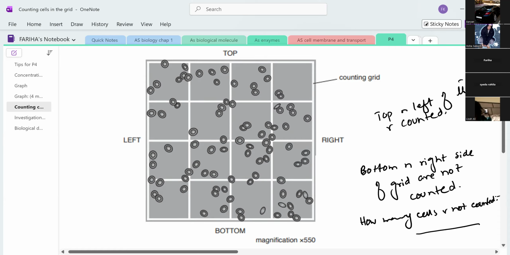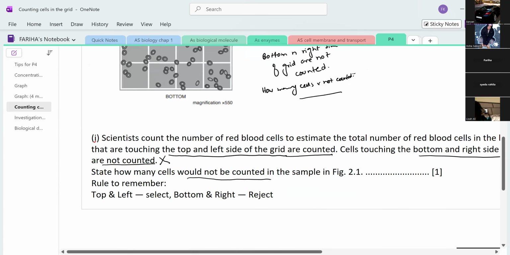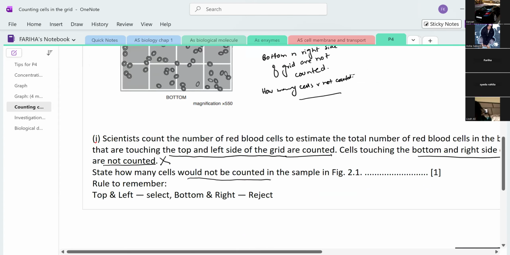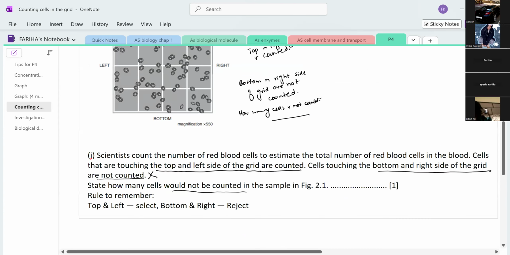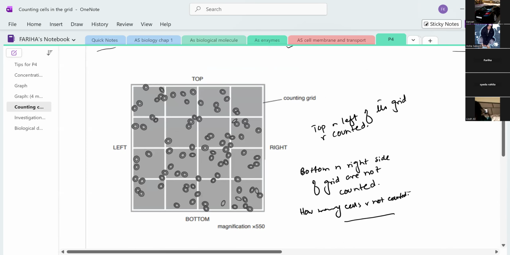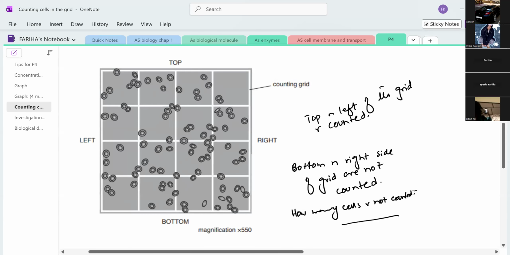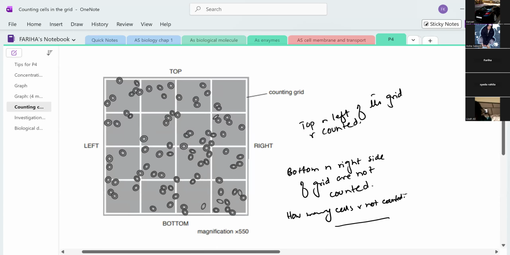These are analytical questions. You need to analyze the statements given by the examiner and then give the answer. The examiner has provided you with all the rules that should be applied while counting the number of cells present in the grid. What are the rules? Cells present on the top and left of the grid are counted, whereas bottom and right side of the grid are not counted. And then the examiner asks you this question: how many cells are not counted? So just tell me, how many cells are not counted?